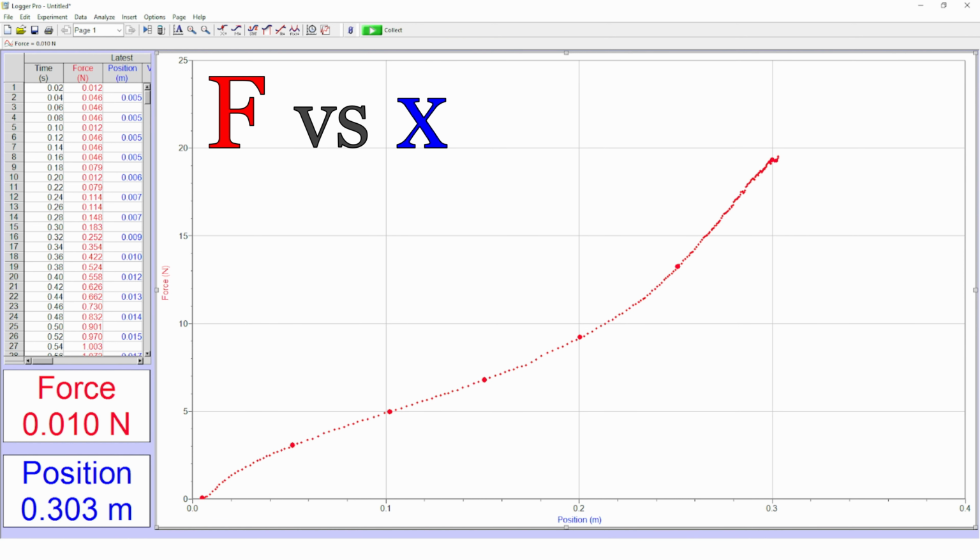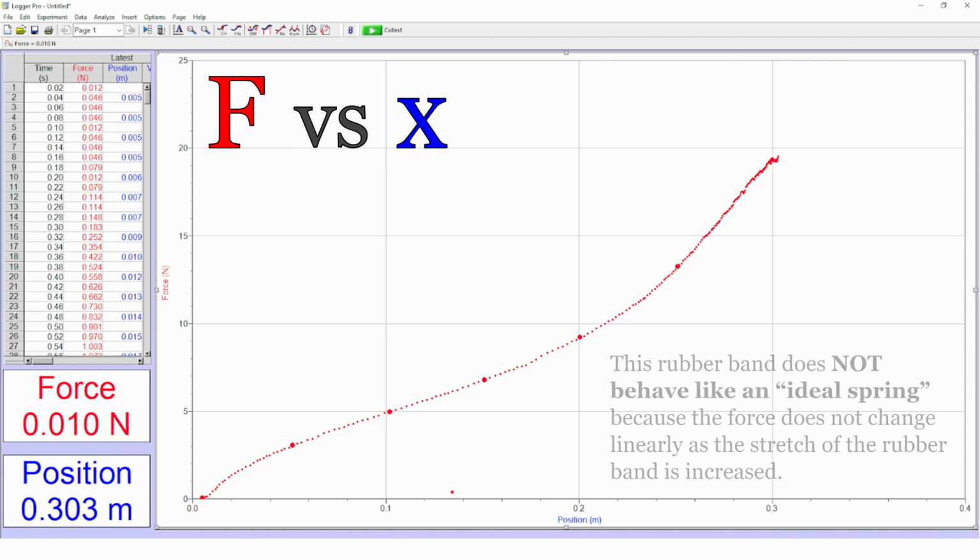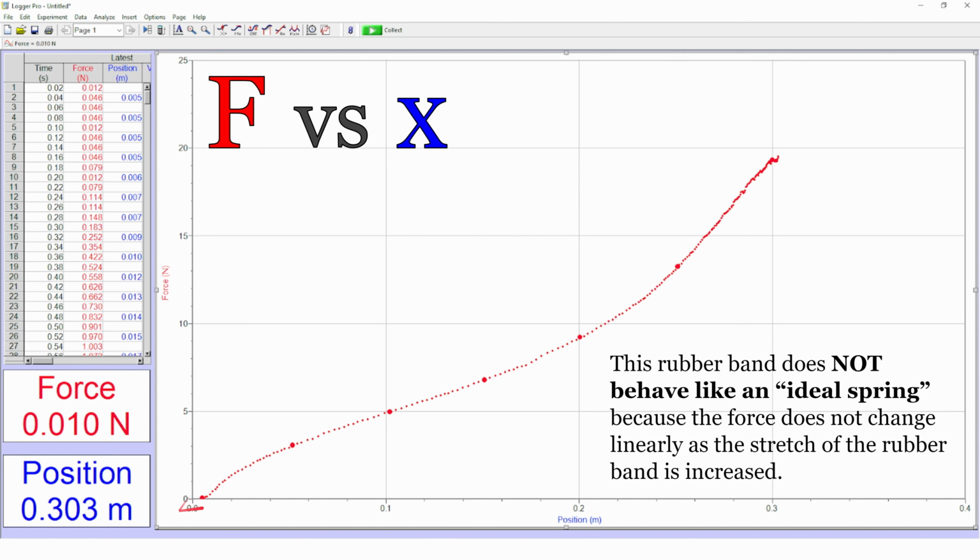Now we can answer the question. Does a rubber band behave like an ideal spring? Well, what does an ideal spring behave like? Well, it needs to have a linear relationship between force and stretch. That is clearly not linear, so it is not ideal. Also, any amount of force I applied did stretch the rubber band, and so there was a negligible preload value, but it's not ideal because it's not linear.